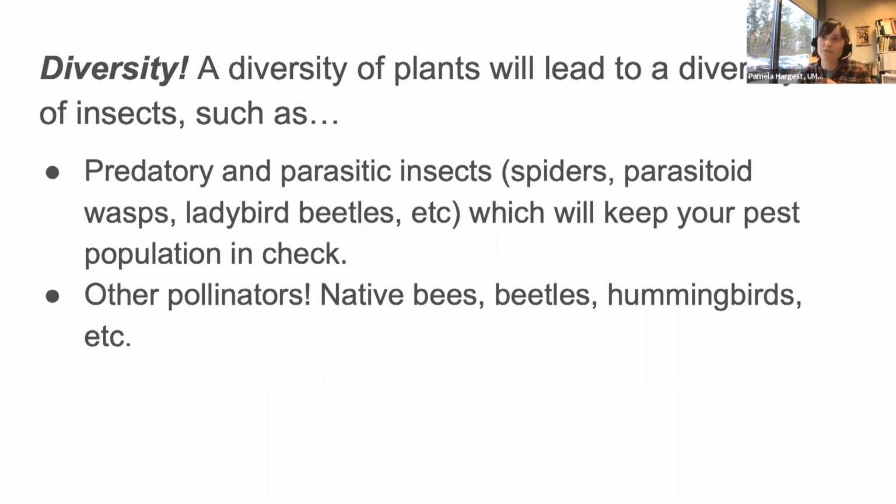A couple examples of those are, I know a lot of people are scared of spiders, but spiders are incredible. They're incredible at eating other insects.